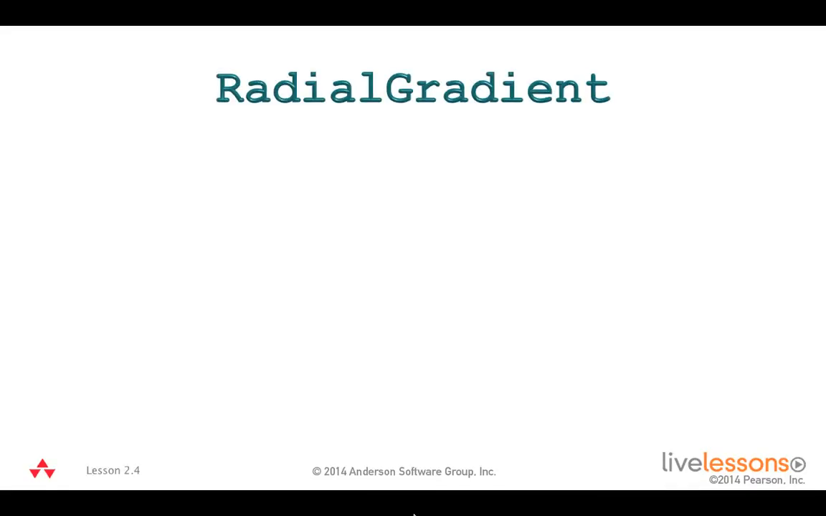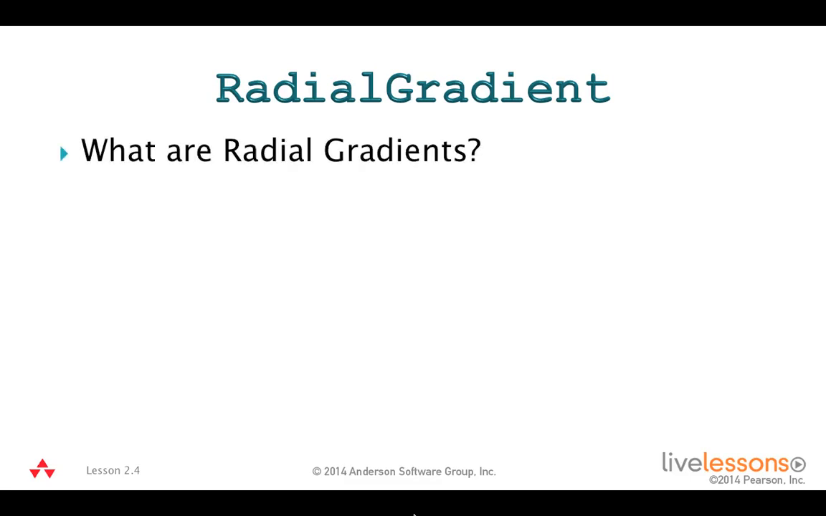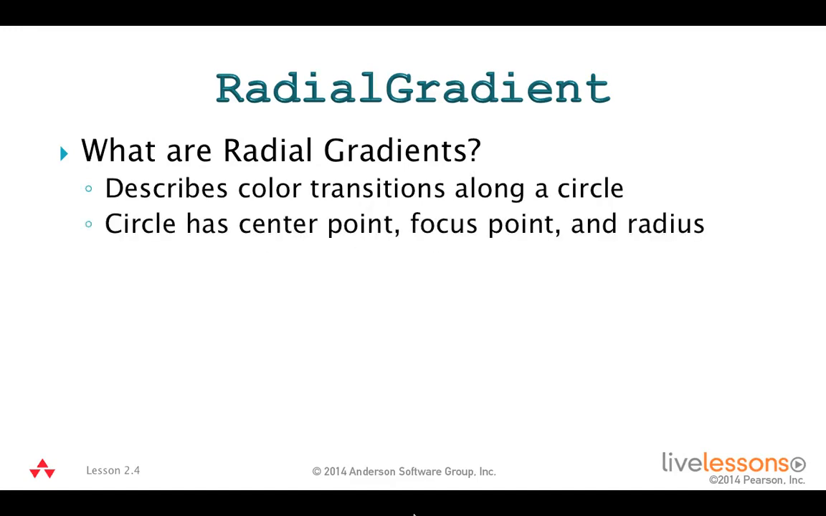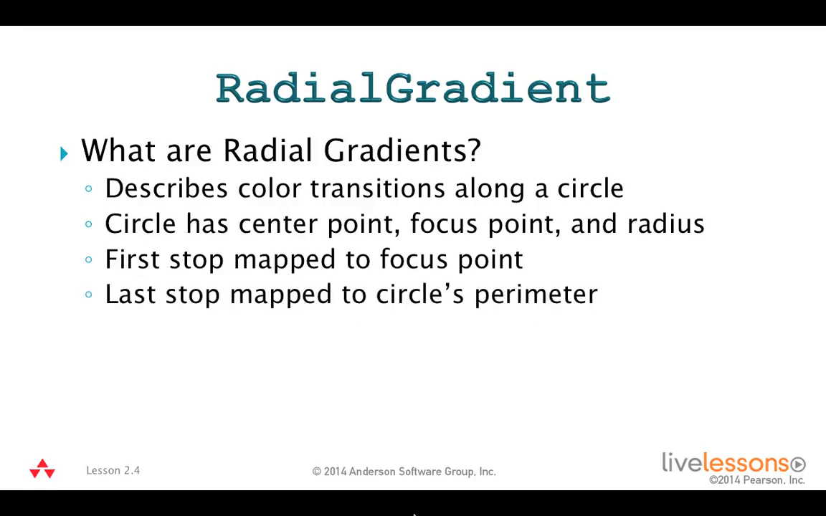The other gradient in JavaFX is a radial gradient. So what are radial gradients? A radial gradient describes a color transition along the radius of its circle defined by a center point, focus point, and radius. The first stop in a gradient is mapped to the focus point, and the last stop is mapped to the perimeter of the circle. Focus points also default to center points if you don't provide one.